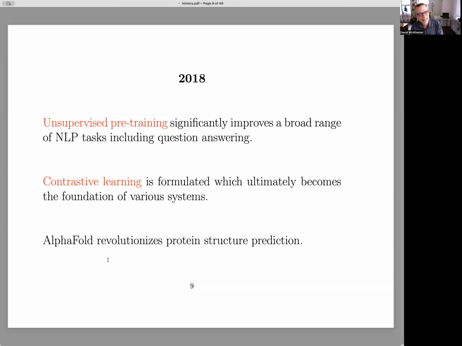In 2018, unsupervised pre-training, particularly in language models, significantly improves a broad range of NLP tasks, natural language processing tasks. And of course, we're going to be talking about that.